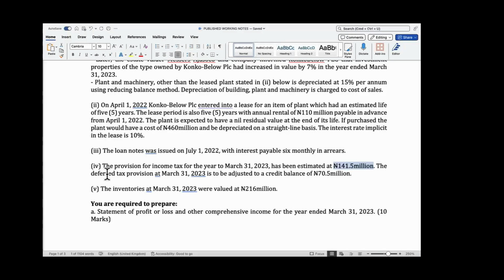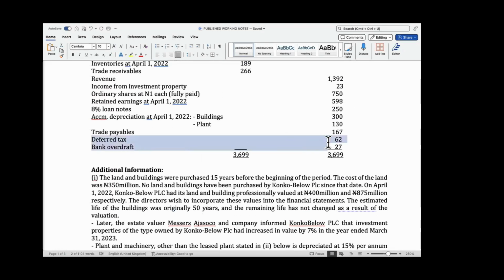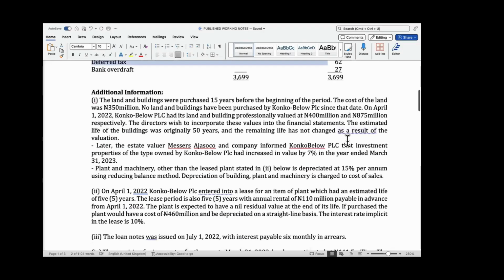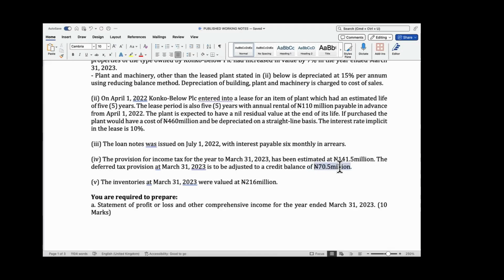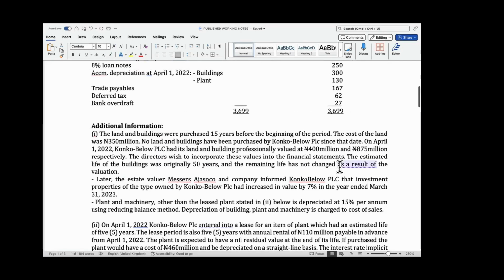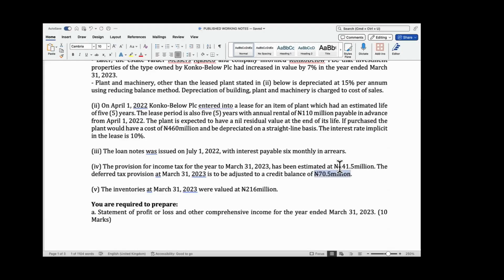Additionally, I was told that the deferred tax provision at the end of the year is to be adjusted to a credit balance of 70.5 million. So this is the closing deferred tax. Remember, this part of the things I looked at. This deferred tax, I said, is the opening, the deferred tax at the beginning of the year. This is the deferred tax at the end of the year. In fact, this is my liability for that year. You see, the movement in the deferred tax, the increase in deferred tax in this case, that's what goes to P&L. That is what I would recognize in my books to P&L.